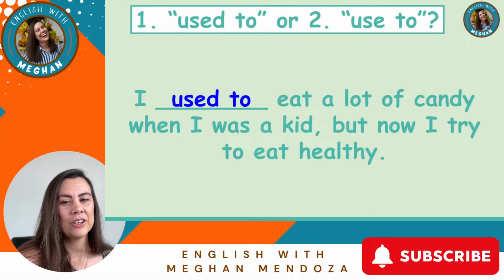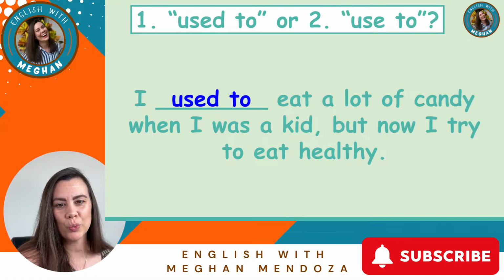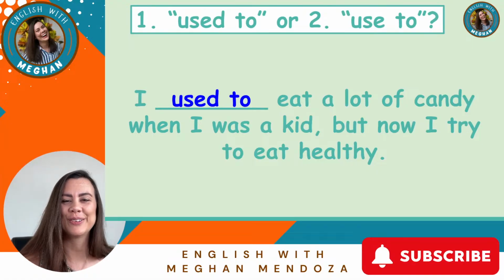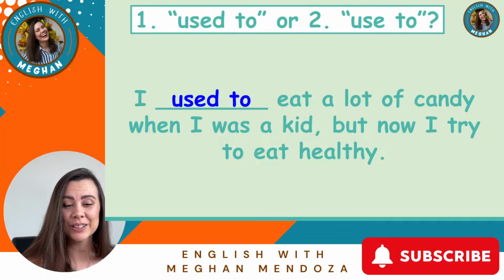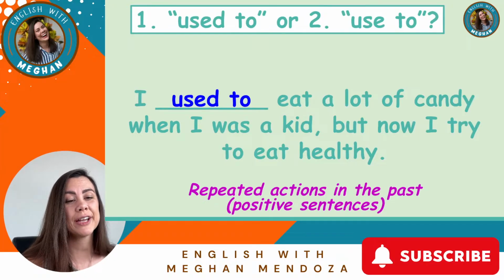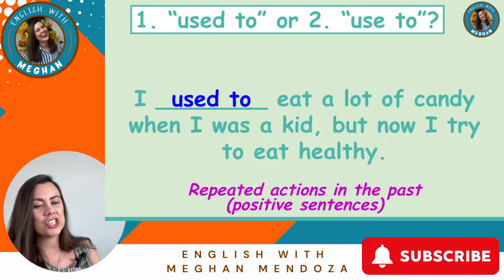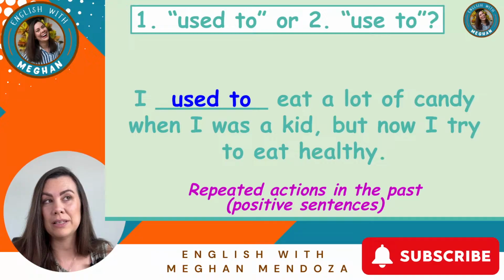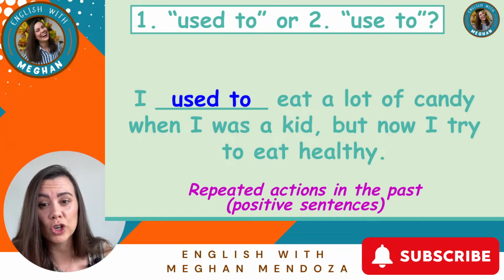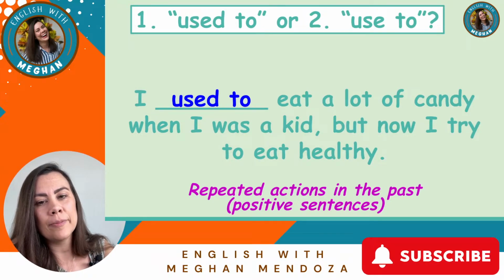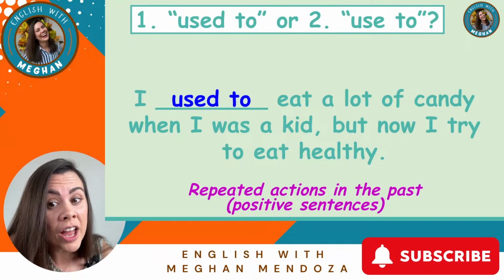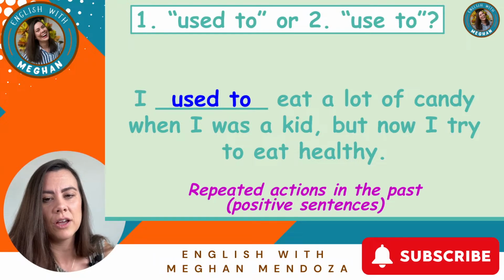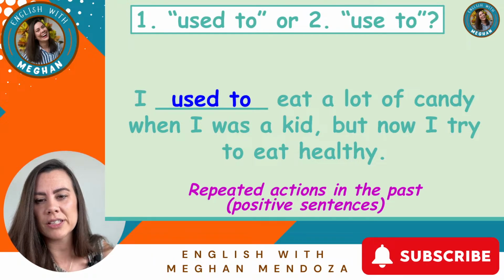Okay? Good. Why is this used to with a D after the use? Why is it number 1? Good job in the chat. The reason why is because we are talking about a repeated action in the past in positive sentences. That means sentences that do not have the word not, right, in them. Like I do not. That's a negative sentence. Okay. Next, good job in the chat.